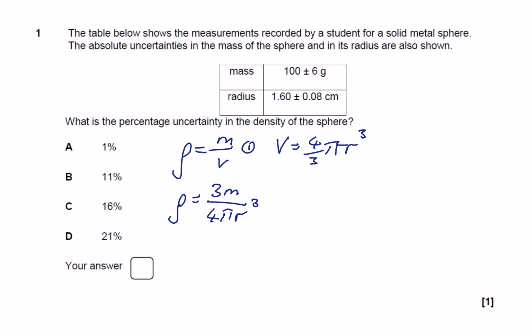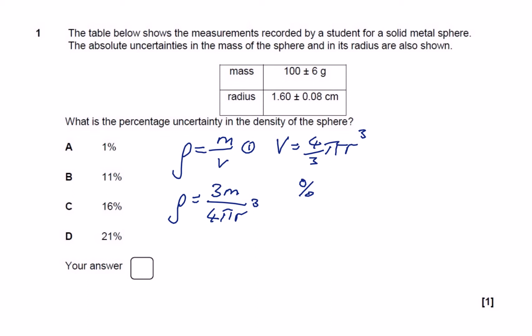Now, when we look at this, what we can see is we have the mass divided by the radius, but the radius is cubed. So what we need to look at is we need to work out what's the percentage uncertainty in the mass, what's the percentage uncertainty in the radius, and then deal with the cubing. The mass is fairly straightforward, so let's get the pen.